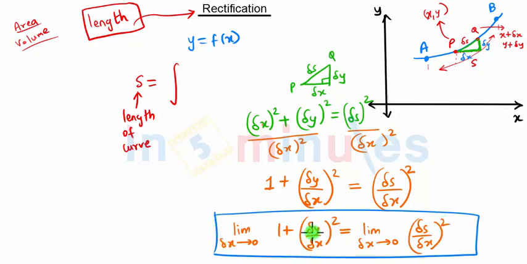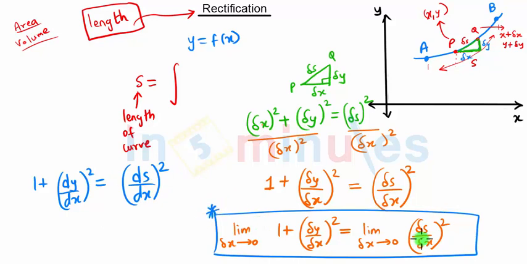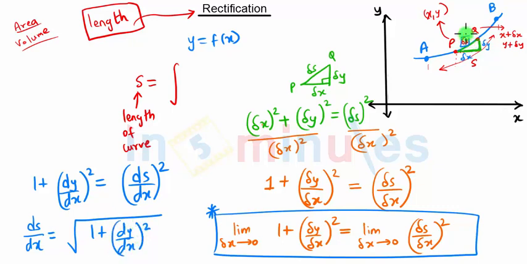So now we can convert this partial derivative into actual derivative, which will be 1 plus dy by dx the whole square equal to ds by dx the whole square. We know this formula from our 11th and 12th standard. When we have the limit del x tends to 0, we can write the complete derivative. So ds by dx will be root of 1 plus dy by dx the whole square. So we have found out what is ds.